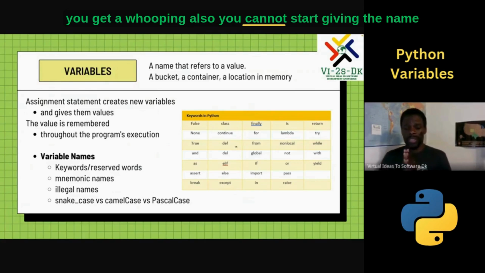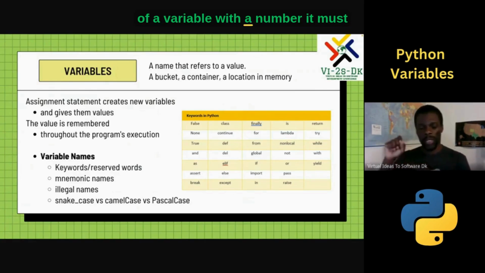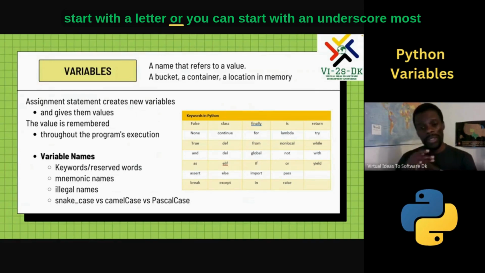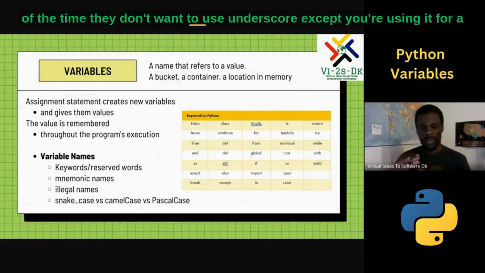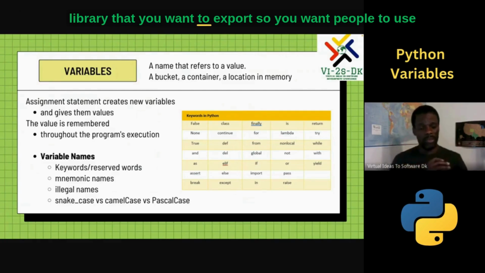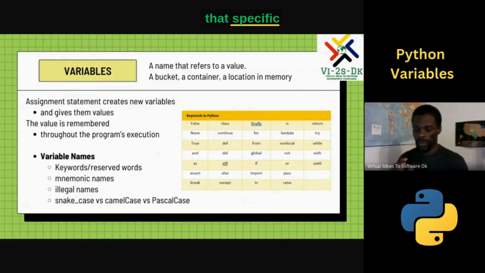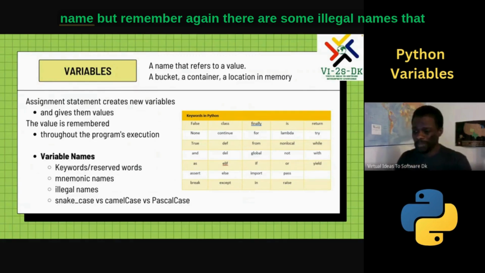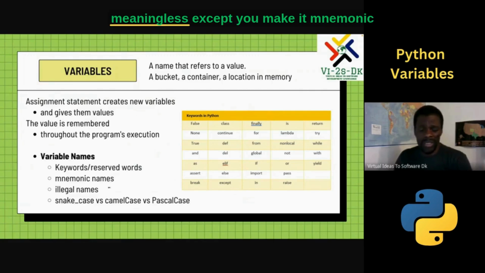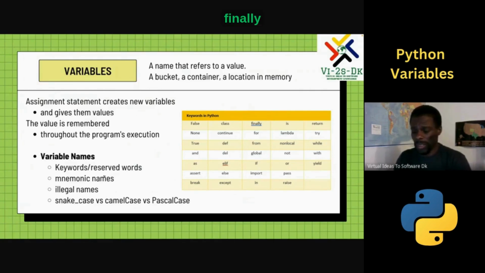Also, you cannot start the name of a variable with a number. It must start with a letter, or you can start with an underscore. Most of the time, they don't want you to use underscore, except you're using it for a library that you want to export, so you want people to use that specific name. But remember, again, there are some illegal names that you don't want to use. There are some names that are totally meaningless, except you make it mnemonic.